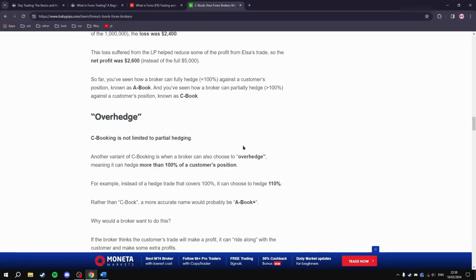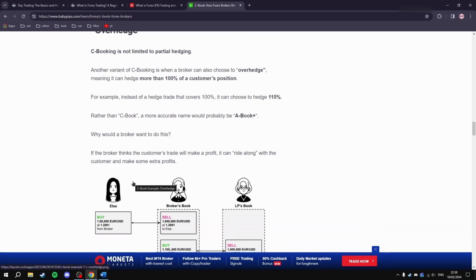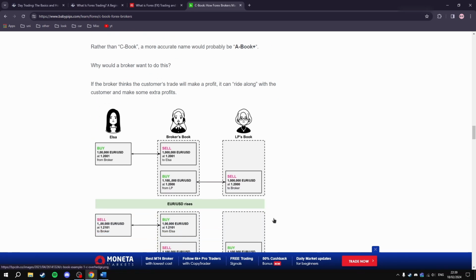For example, instead of a hedge trade that covers 100%, it can choose to hedge 110%. Rather than C book, a more accurate name will probably be A book plus. Why would the broker want to do this? If the broker thinks the customer's trade will make a profit, it can ride along with the customer and make some extra profits.